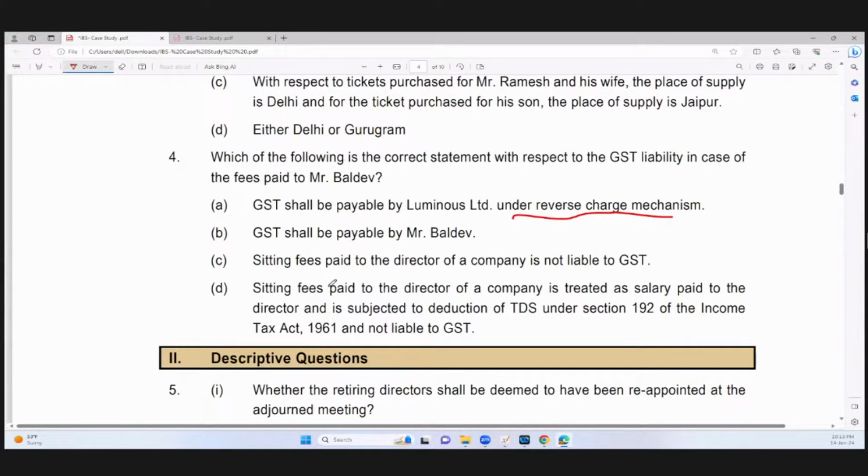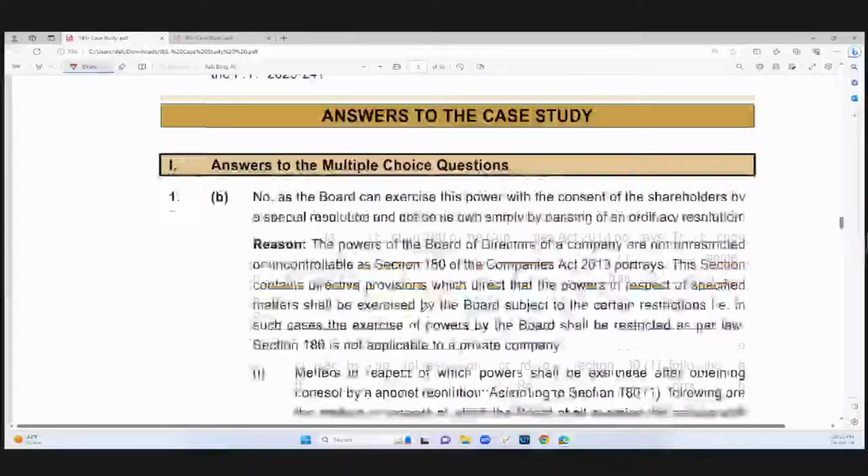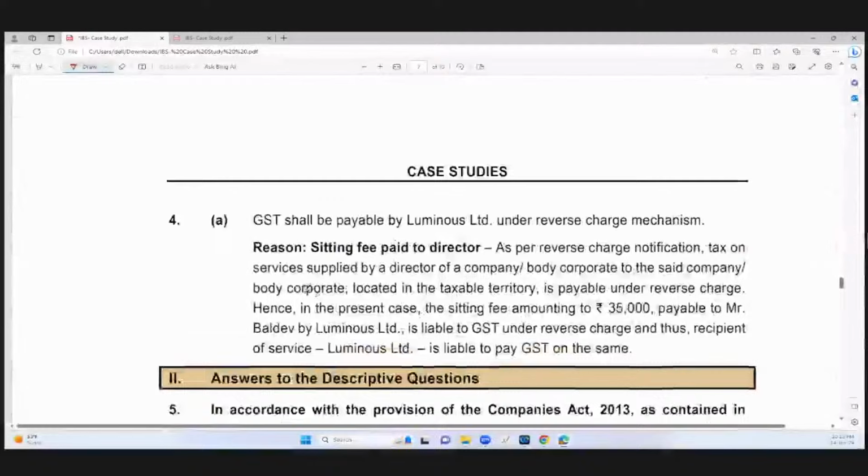Mr. Ashish Rajwani has written option A. Option A is correct. Very good, Ashish. तो GST आप देख रहे हो कैसे question वहाँ पे frame करके आपको, मतलब जब तक आपने study material अच्छे से study नहीं किया हुआ तब तक आप answer नहीं कर पाओगे. So GST shall be payable by Luminous Limited under reverse charge mechanism.